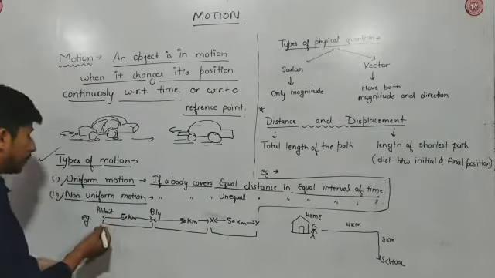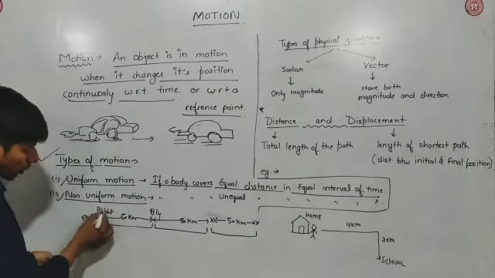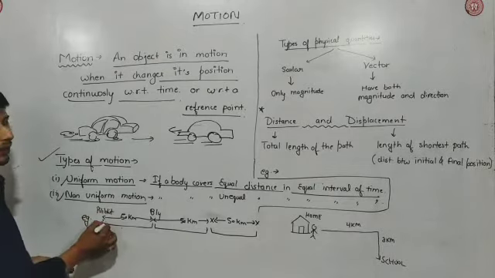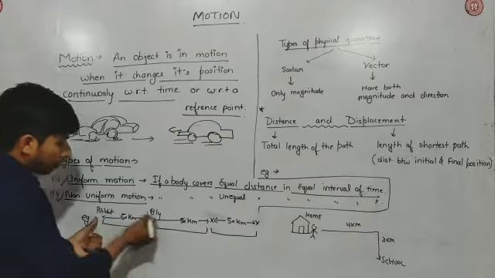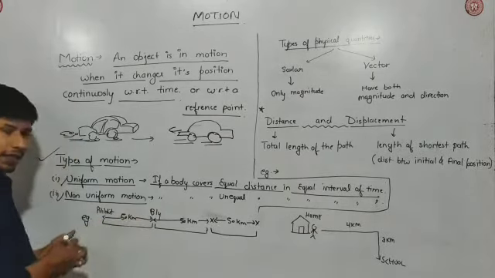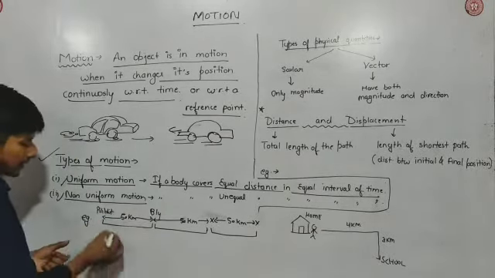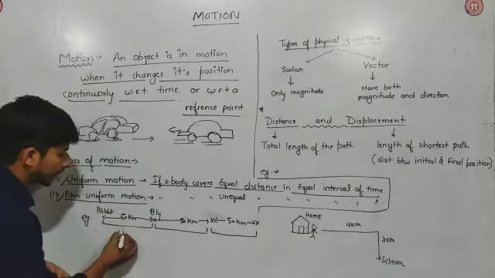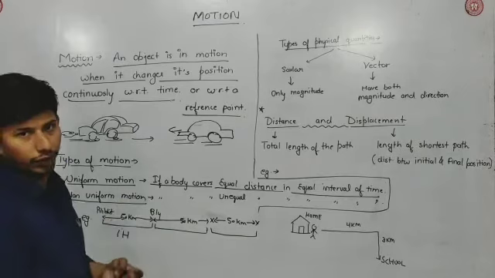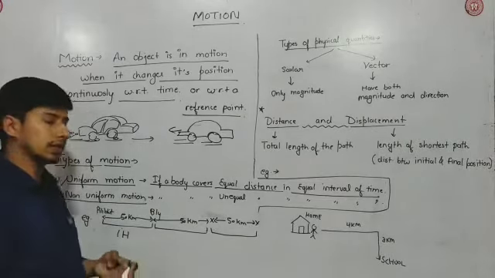Let's discuss it with an example. Suppose your car started from Pilibhit. Okay, your car started from Pilibhit, and Bareilly is 50 kilometers away from Pilibhit. And suppose you are going from Pilibhit to Bareilly, you have taken a time of 1 hour.